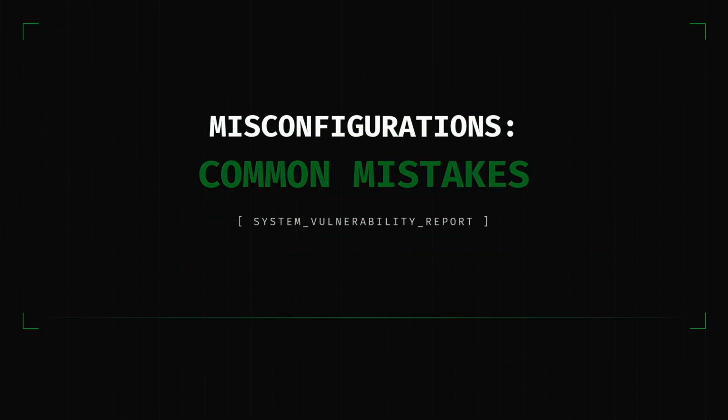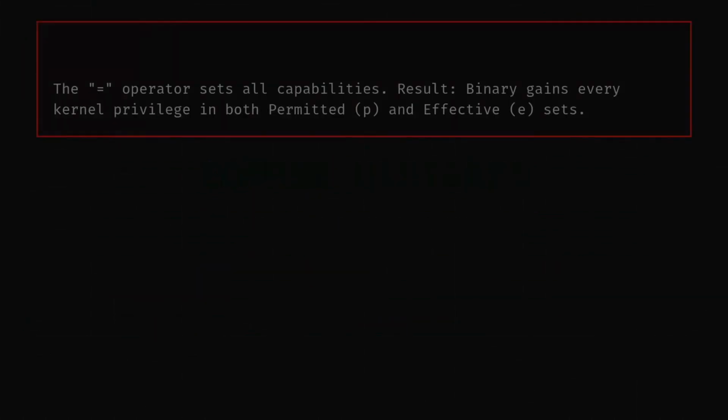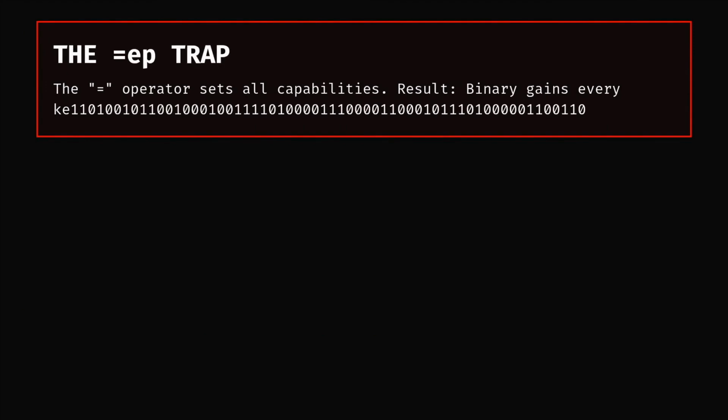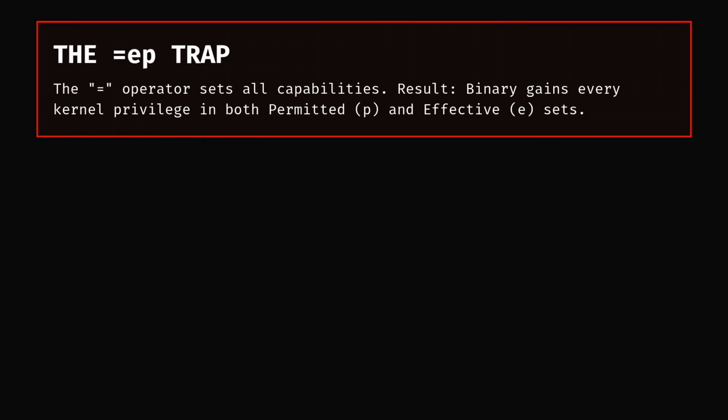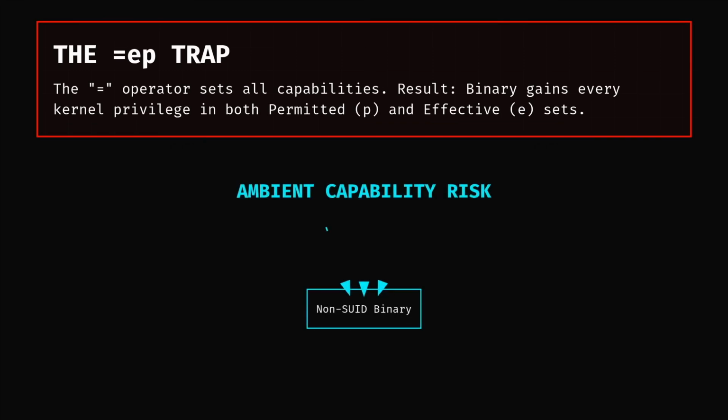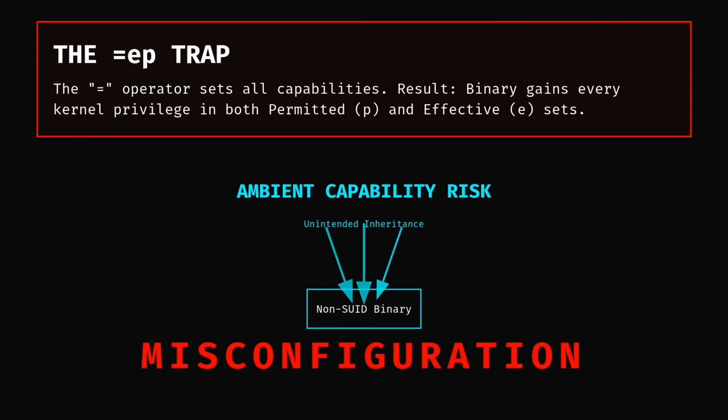A common and confusing misconfiguration is the =ep syntax. In the libcap library, the equals sign sets the list to all. Therefore, =ep grants a binary every single kernel privilege. While the UID remains unchanged, the process has full power. Another risk involves ambient capabilities. Capability-dumb binaries don't drop unexpected privileges, so they will happily run with any ambient capabilities provided by the environment, inheriting power they were never designed to handle safely.